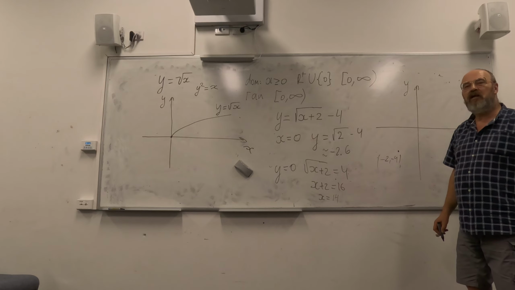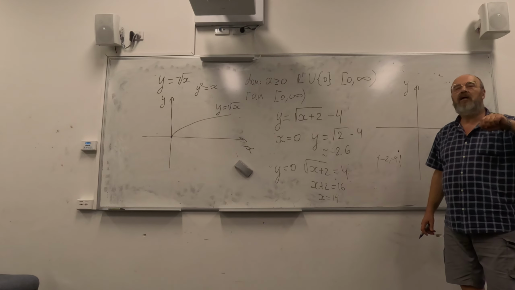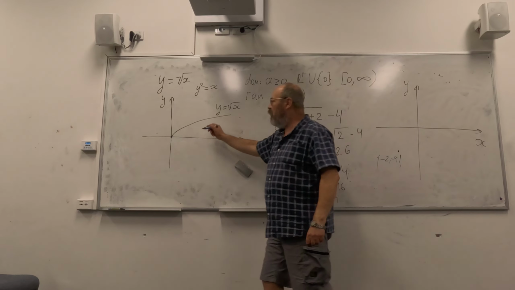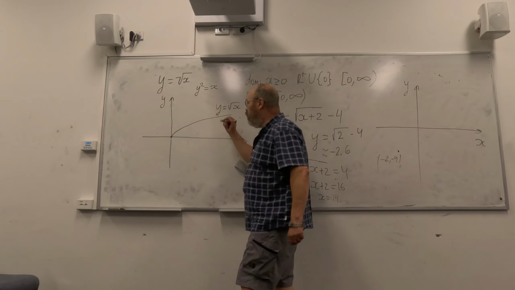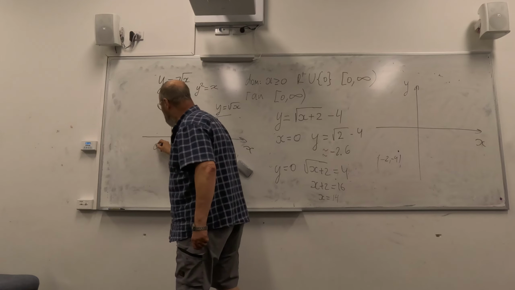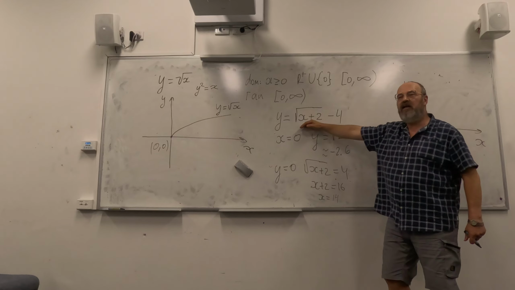I'm confused how you get the starting point. We wanted the starting point of y equals root x. It starts at 0, 0.